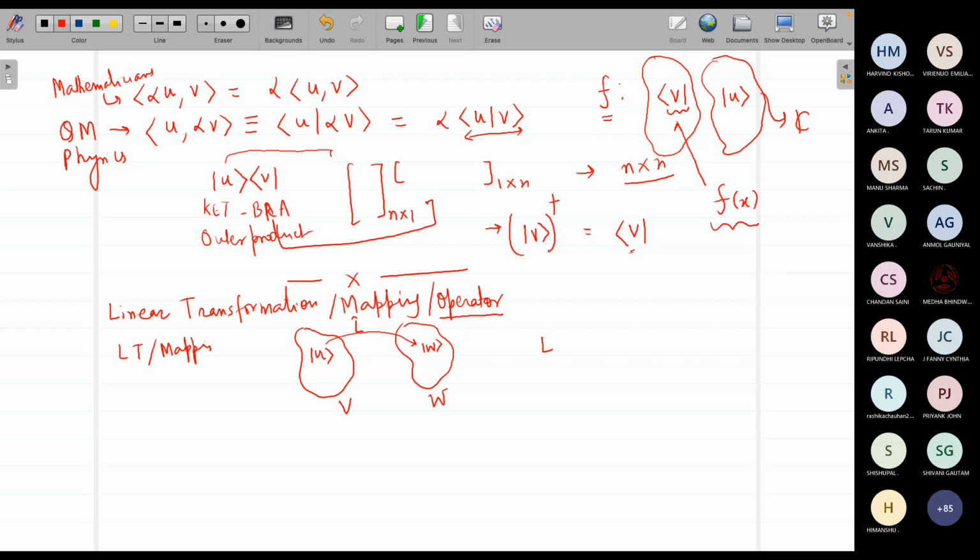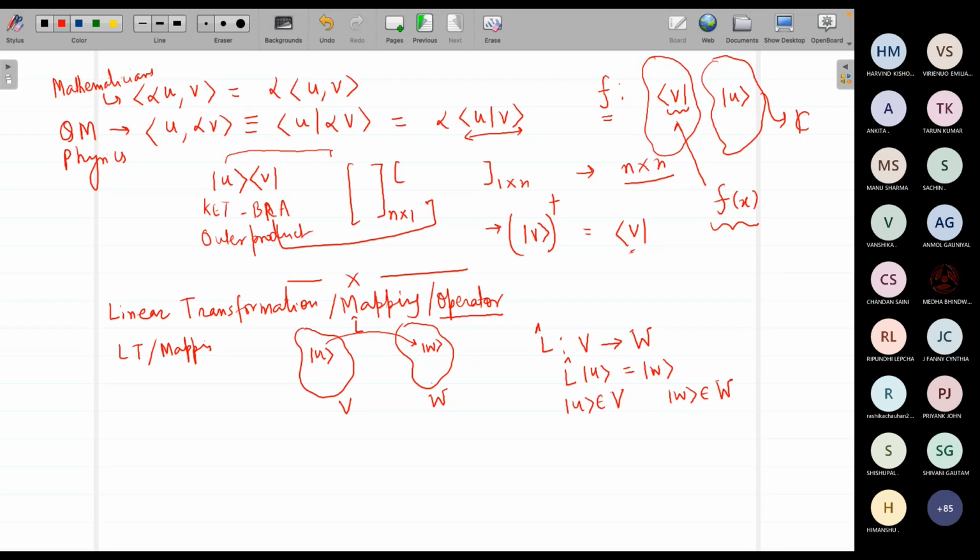In simple words, L, which I am defining as a linear transformation, will take me from one vector space V to another vector space. Let me just write down: L acting on U will give me W, where U belongs to the first vector space and W belongs to the second vector space. So a linear transformation or mapping does this. That is what the transformation or the mapping is. Simple, just like a function.